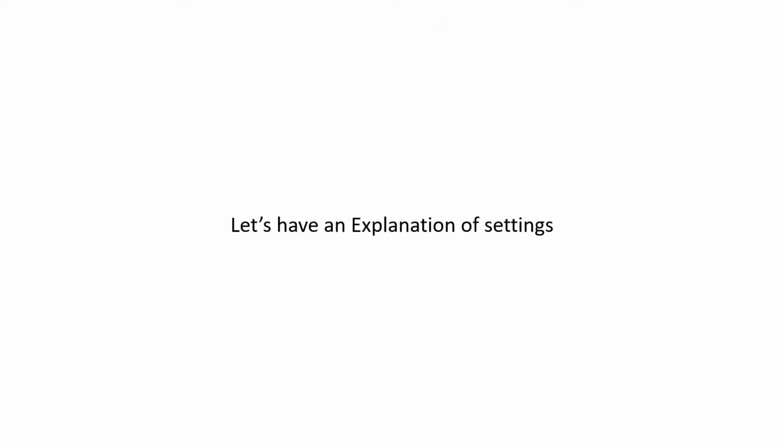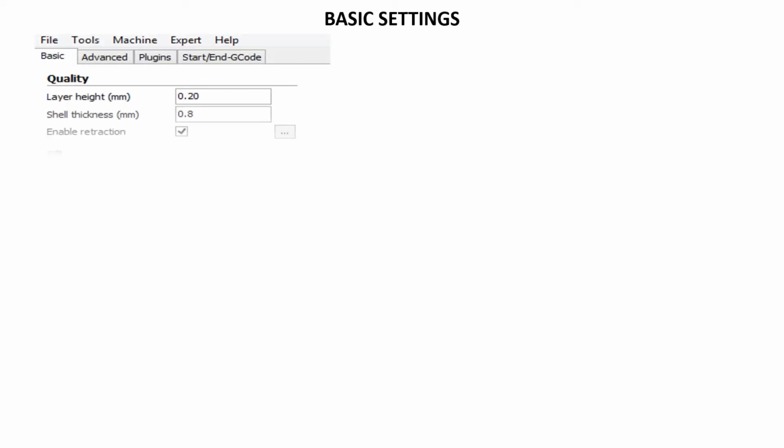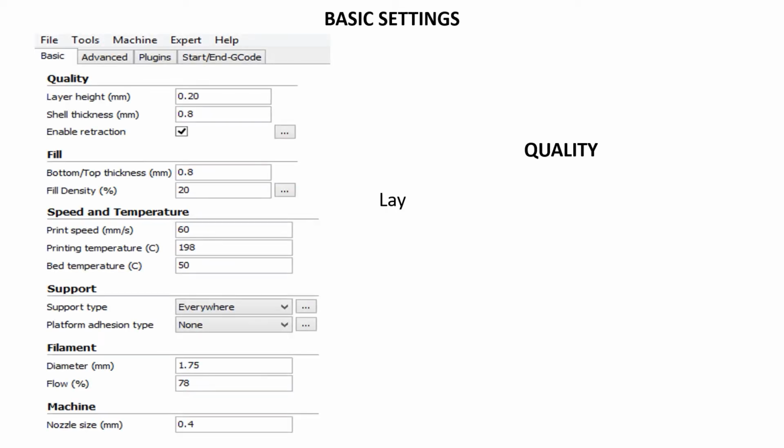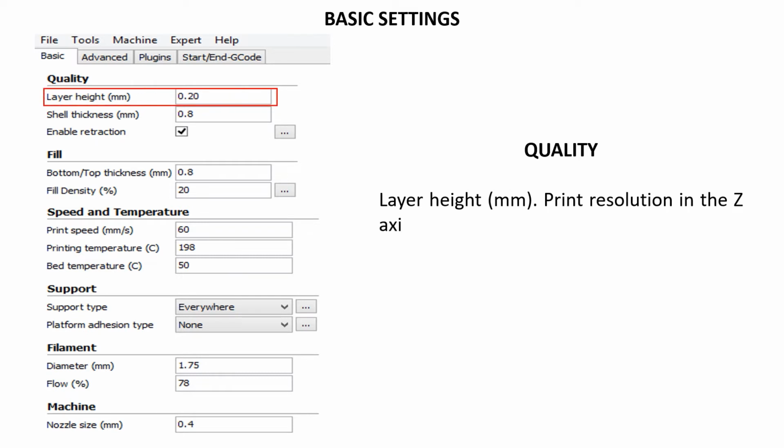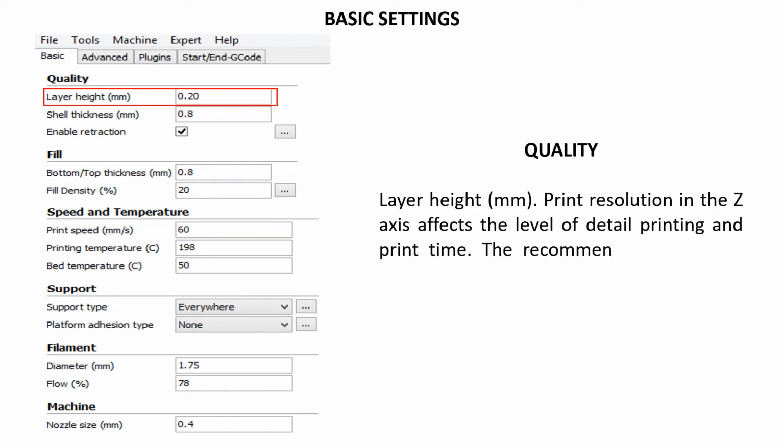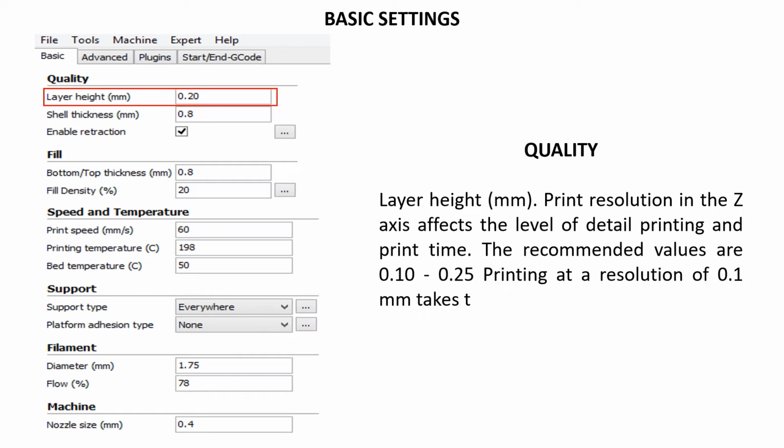Let's have an explanation of the settings. Basic settings. Quality. Layer height in millimeters. Print resolution in the Z-axis affects the level of detail printing and print time. The recommended values are 0.10 to 0.25. Printing at a resolution of 0.1 mm takes twice as long as 0.2 mm.